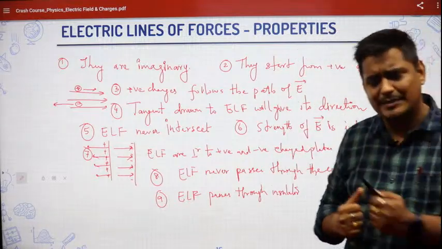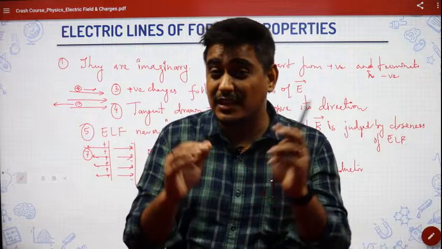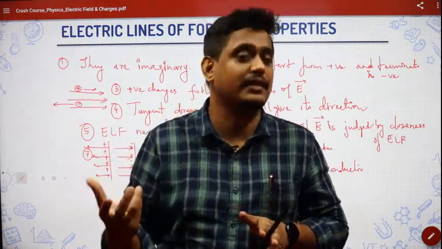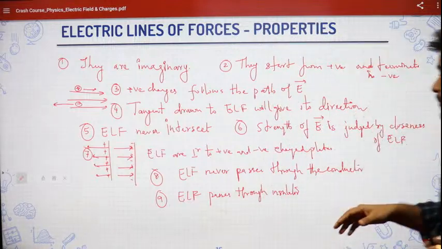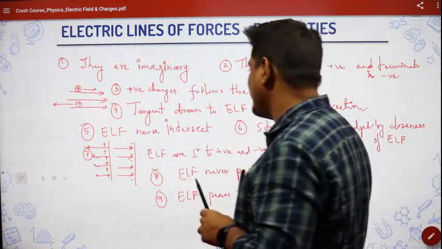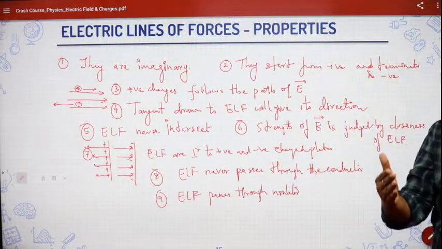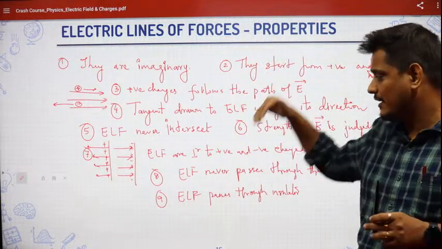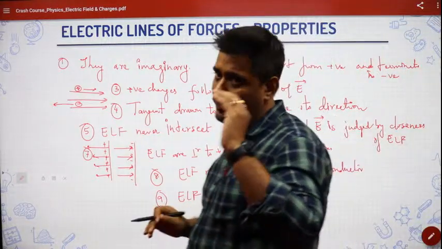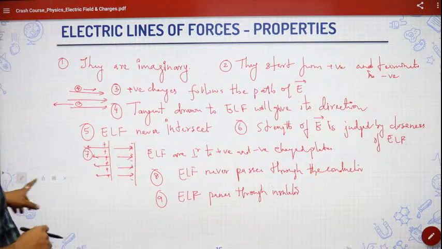So you may expect a question in the board examination. They will draw 3-4 diagrams. Just by judging the closeness of electric lines of forces, you have to tell which material has higher electric field. Then electric lines of forces are always perpendicular to the charged plates. I mean, if it is a positively charged plate, it will be perpendicular outwards. If it is a negatively charged plate, perpendicular inwards. And they never pass through conductor, and they always pass through insulator. These are the basic properties of electric lines of forces.